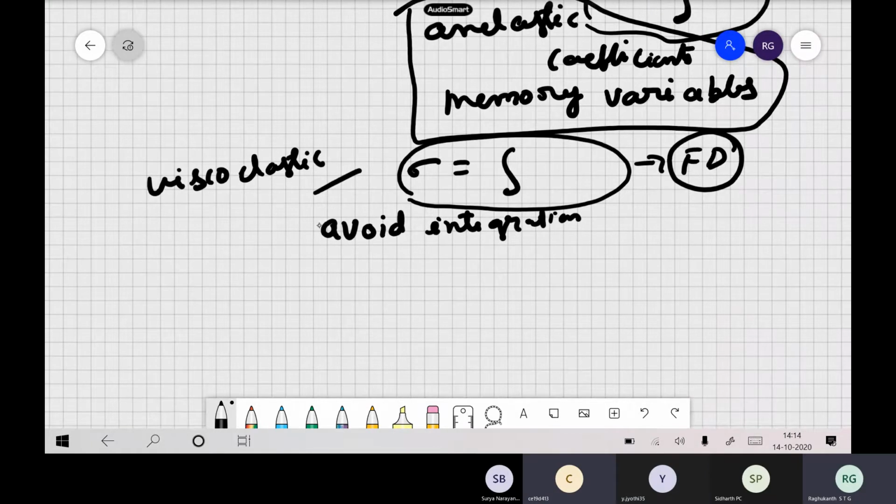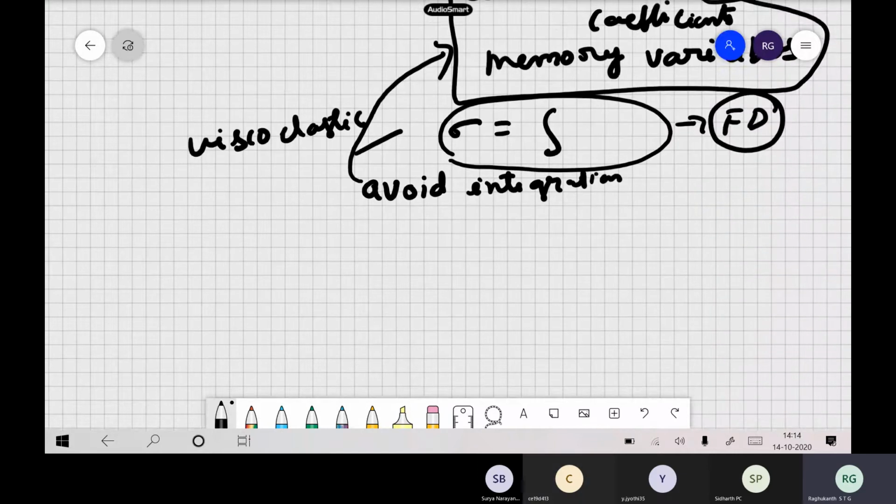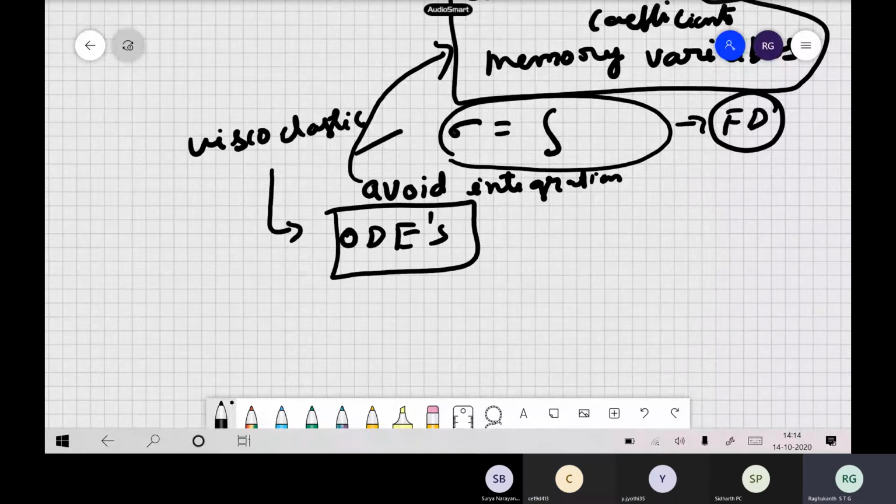To avoid this integration, we brought in the concept of anelastic coefficients, the concept of memory variables. Finally, for viscoelastic material, the stress strain law can be written in terms of ordinary differential equations. You understand? So this is how we have written it. The advantage of writing equations this way is that it is very easy to represent in a finite difference format. In a finite difference approach, solving an integral is complex, whereas solving an ordinary differential equation is very easy. That is the basic philosophy we followed for viscoelastic material.